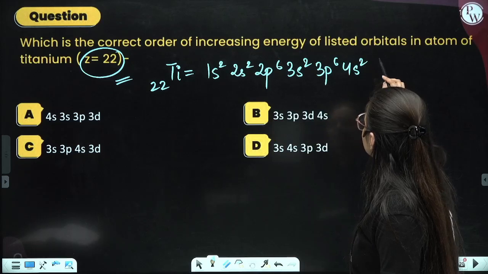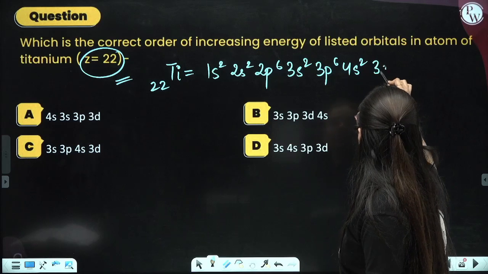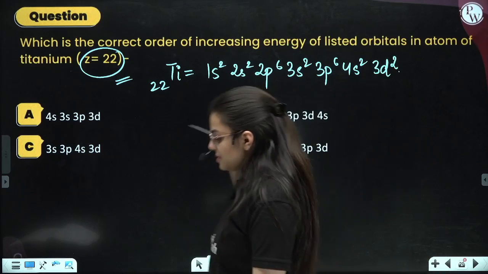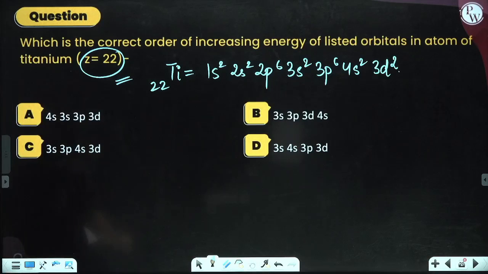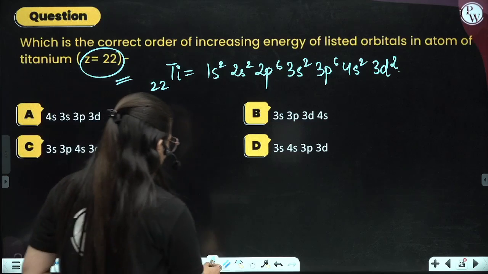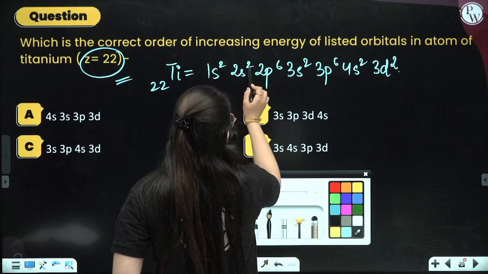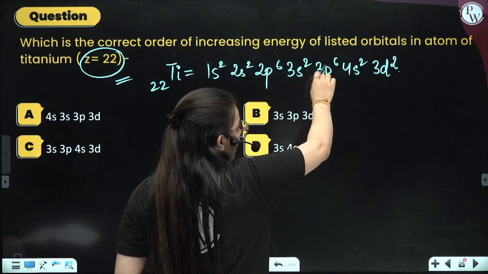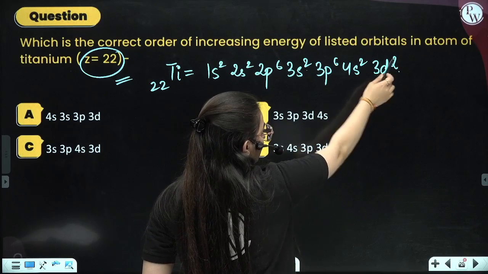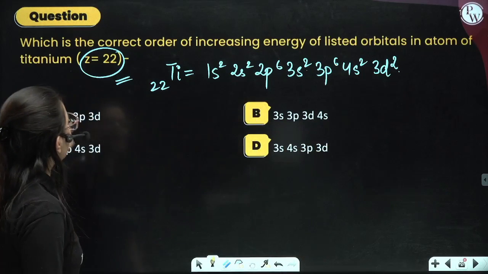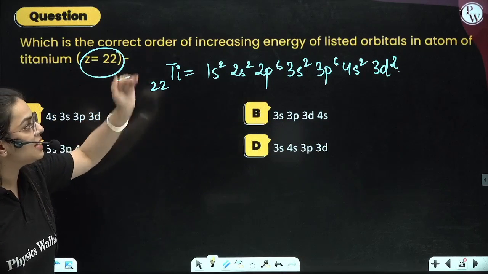Yes, students. So now 3d will come. It is 3d2. Everybody has written the same electronic configuration as I have done. Count the electrons if you feel like. 2 plus 2 is 4, 4 plus 6 is 10, 10 to 12, 12 to 18, 18 to 20, 22. Clear? Now we have to write what is the correct order of increasing energy.